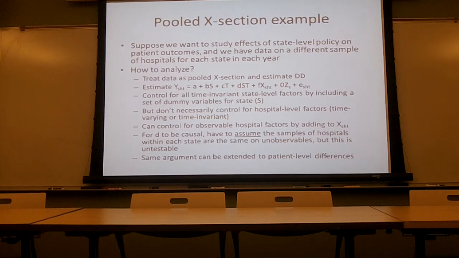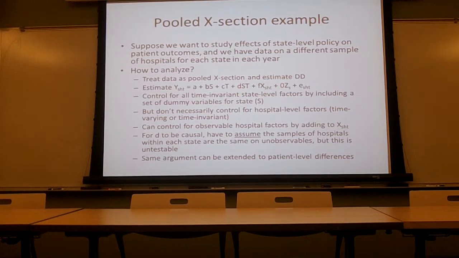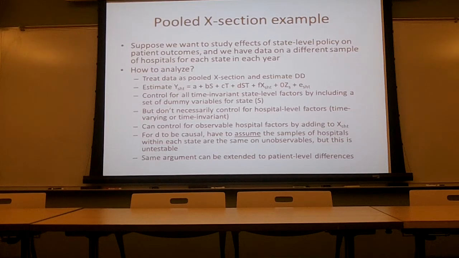Let's take an example. So this is kind of like the Werner, Ash, and Polsky example. Suppose we have a state level policy, and we want to study its effects on outcomes. And we have data on a different sample of, say, hospitals for each state and each year. If we had the same hospitals, we'd have a panel data set, right? So how can we analyze these data?